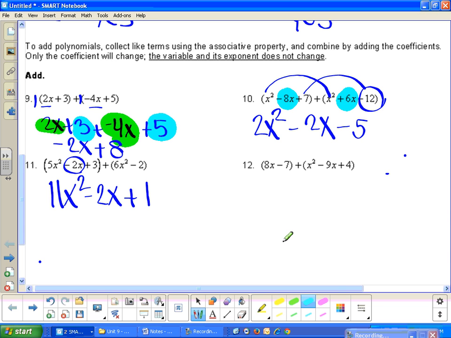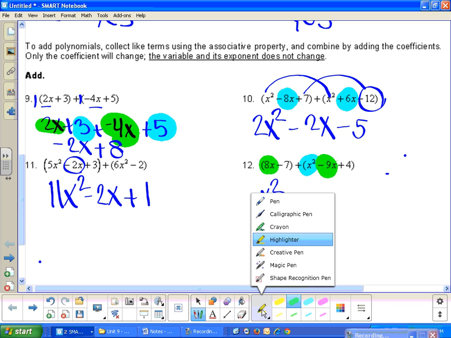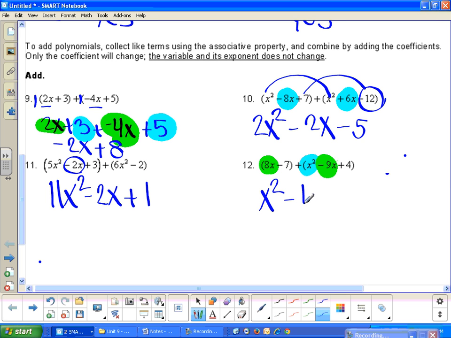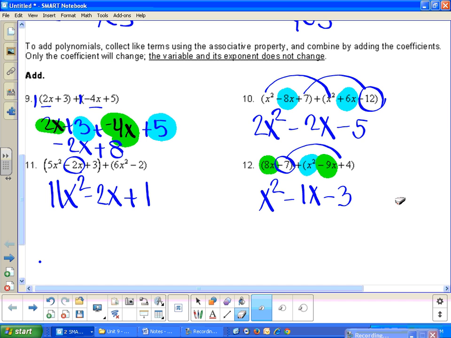And on 12, we want to start these with the highest exponent. So we look through and say, okay, there's an x squared. There's nothing to put with it, so I'm just going to write x squared. Then we can look at our x's. We have positive 8 and negative 9. We have negative 1x. And we have negative 7 plus 4 is negative 3. So those are like terms that we can find.